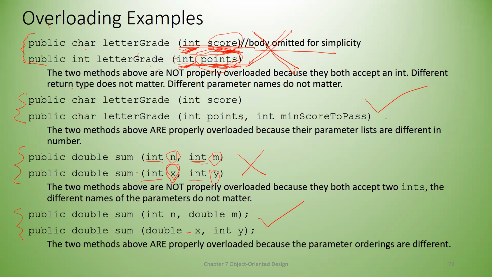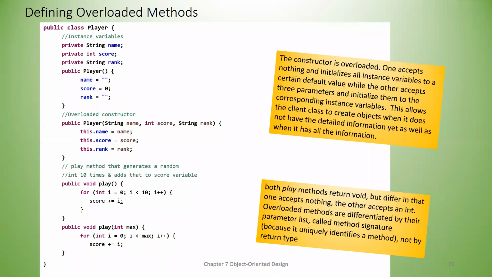Oh, I put a space there. Yes, the two parameters are the same type, but the order is different. So this is okay. That's how you look at overloaded methods.